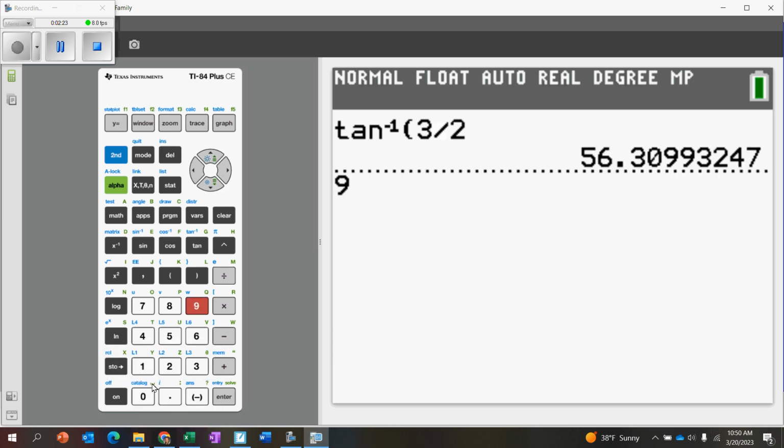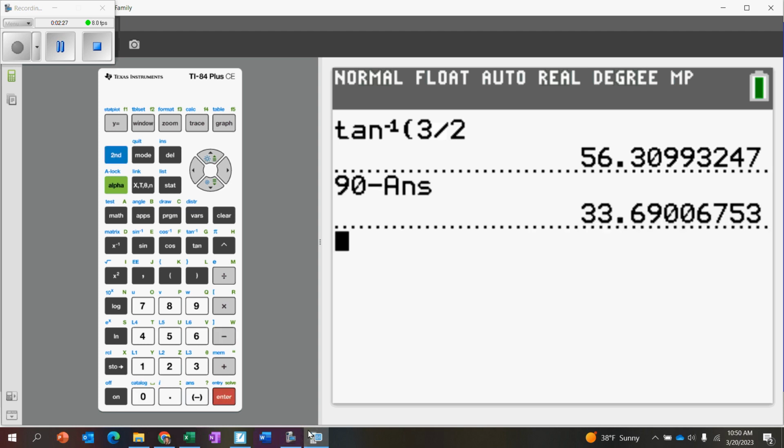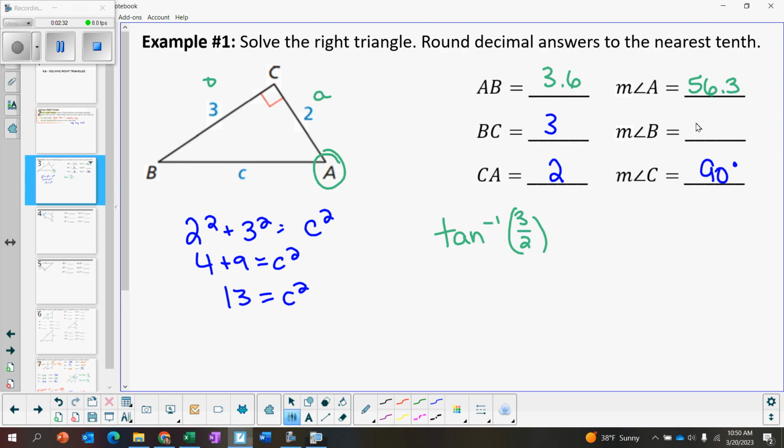So if I do 90 minus that, that will give me my other acute angle, so 33.7. That means measure of angle B is 33.7 degrees, right? 90 minus 56.3 is 33.7. And that's it, I'm done. I know all 6 parts of the triangle, so that is complete.